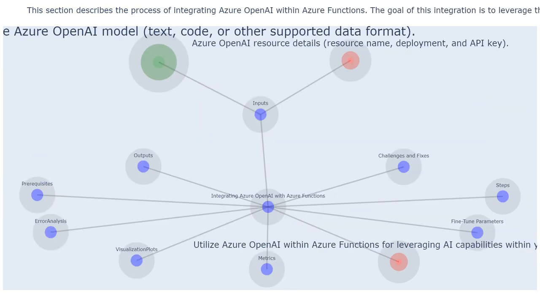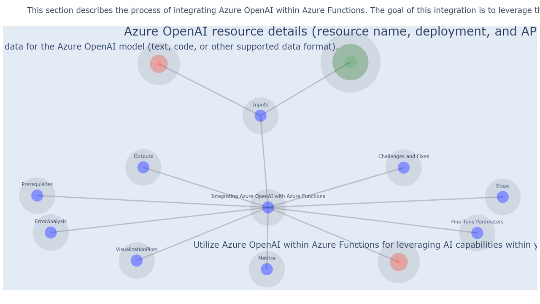Inputs. The input data for the Azure OpenAI model. This can be text, code, or any other supported data format. An example of this would be providing a text prompt for text generation or code for code completion. This refers to the details of your Azure OpenAI resource, specifically its resource name, deployment location, and API key. These are essential for authenticating and accessing the Azure OpenAI service within your Azure function.